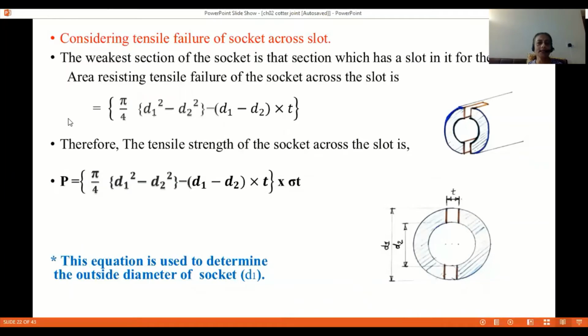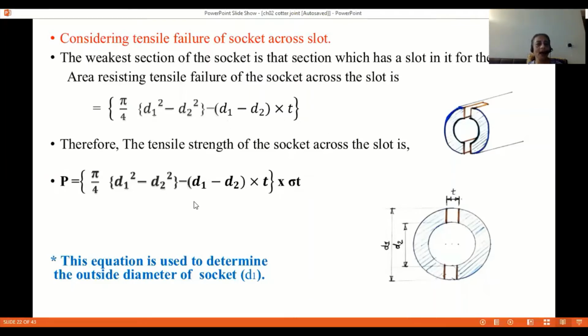So the area resisting tensile failure is equal to pi by 4 (d1 square minus d2 square) minus (d1 minus d2) into thickness. We have not multiplied by 2 here, though we can see two rectangles. If I take a radial difference, R1 minus R2, then I need to multiply by 2. But we are taking a diametral difference, so it will be (D1 minus D2) into t.